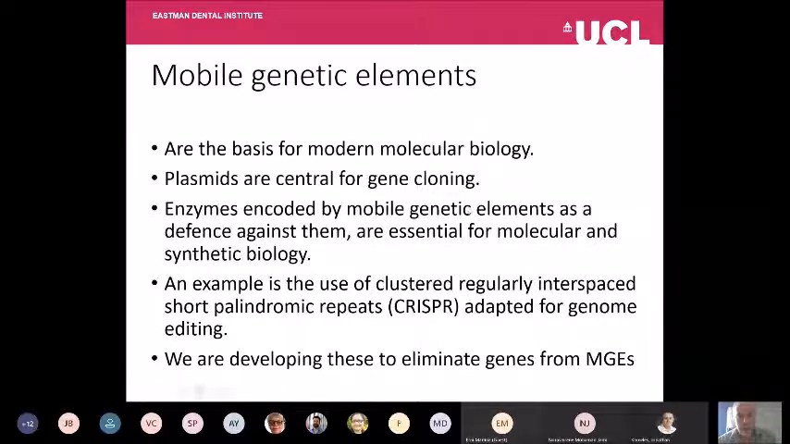And also, the defensive systems that bacteria have evolved to prevent them being exploited by mobile genetic elements can also be used. For instance, restriction enzymes are a defense mechanism used by bacteria, and they are now central in molecular biology methods, as I'm sure you all know. And more recently, clustered regularly interspersed palindromic repeats have been adapted for gene editing, and these have developed an absolute revolution in molecular biology. And I'm going to talk a little bit about these now.